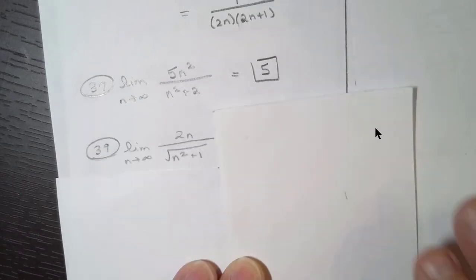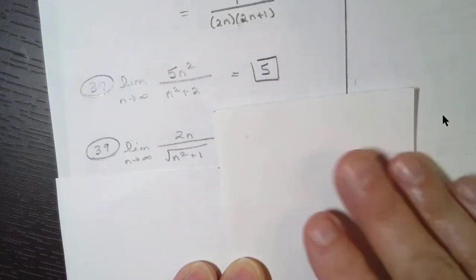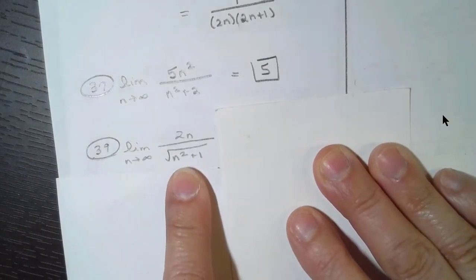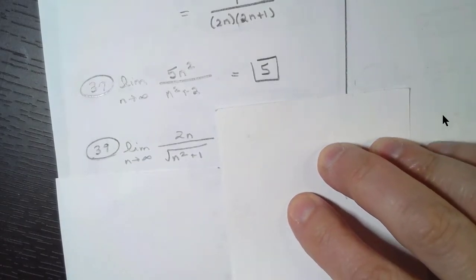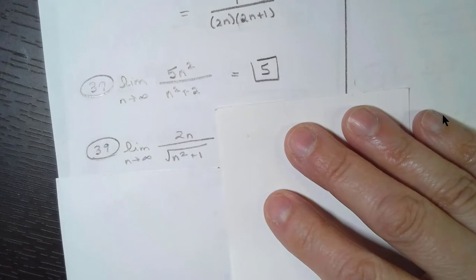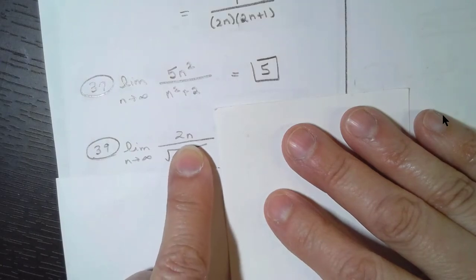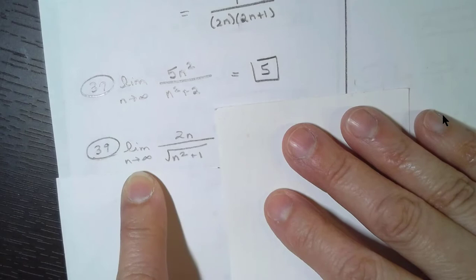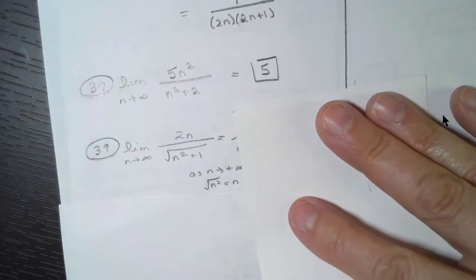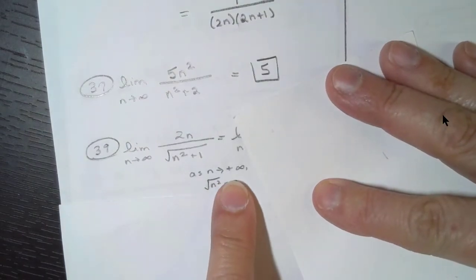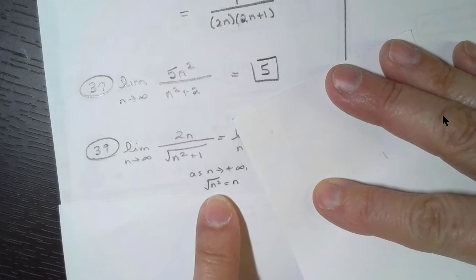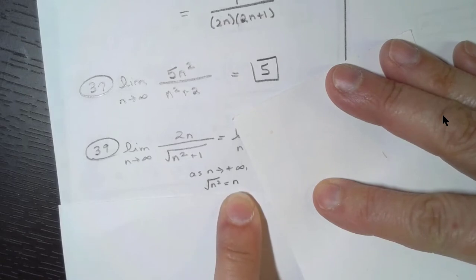39. So here we have an n under a radical. So we have to remember how to simplify this. We're going to divide by n squared underneath a square root. So what happens when I divide this by the square root of n squared? Notice that n is going to positive infinity. So as n is going to positive infinity, the square root of n squared is going to positive n.